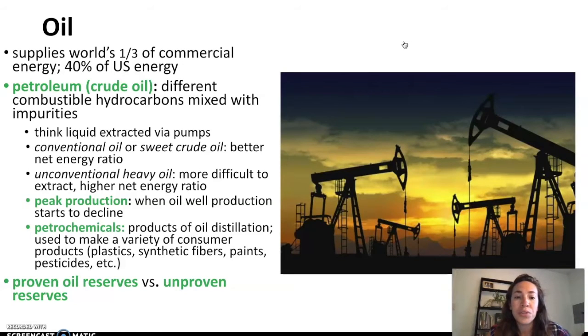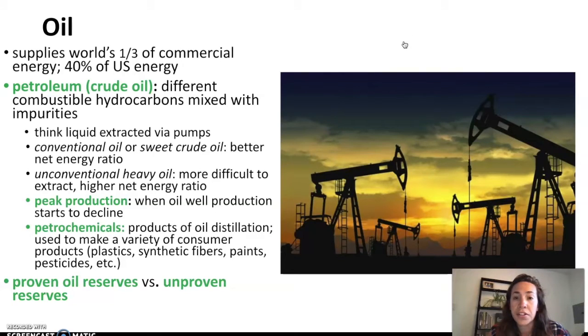Unconventional heavy oil, which we do extract, is a little bit more difficult. It has a lower net energy ratio, and it requires more energy to pump it and extract it and refine it than you would get out of it, comparatively to conventional or sweet crude.